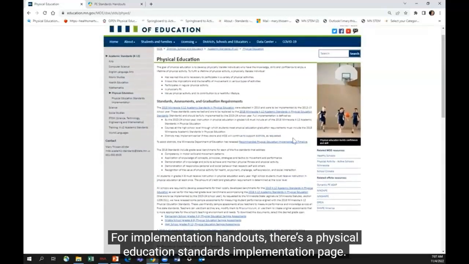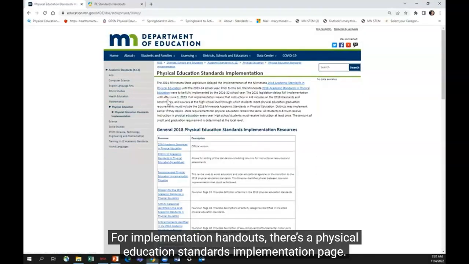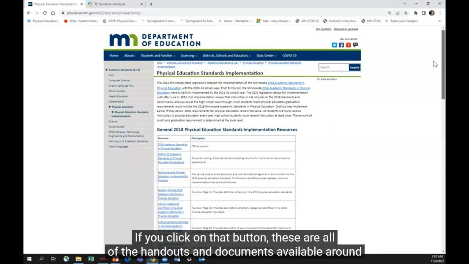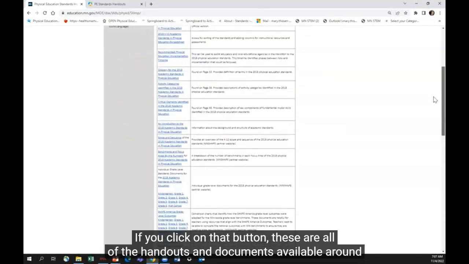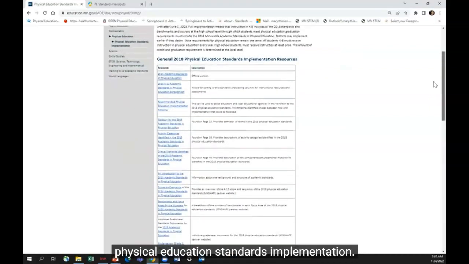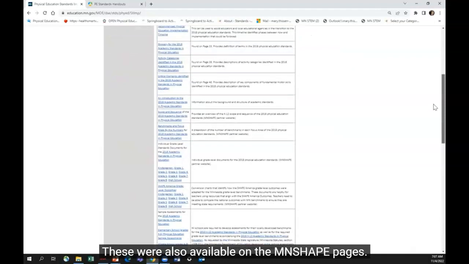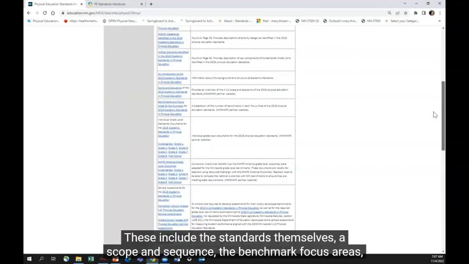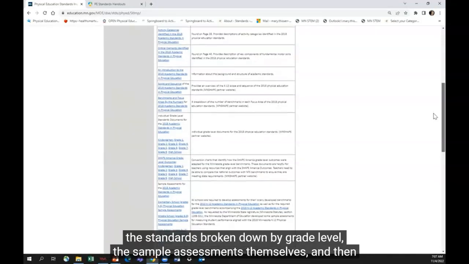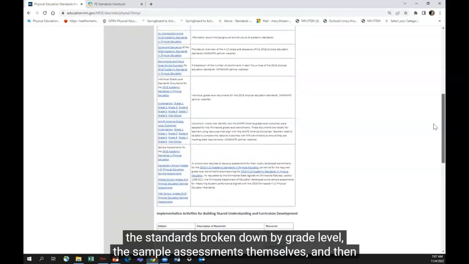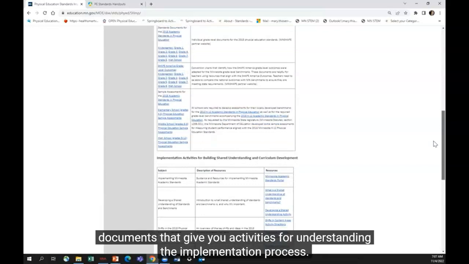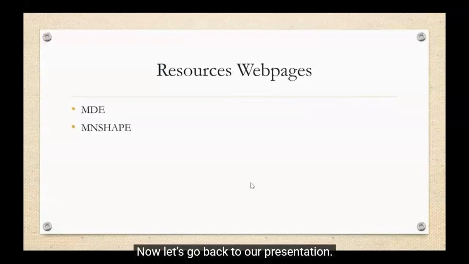For implementation handouts, there's a specific page you can go to that's marked the Physical Education Standards Implementation page. If you click on that button, these are all of the handouts and the documents available around physical education implementation. These were also available on the MnSHAPE pages. These include the standards themselves, a scope and sequence, the benchmark focus areas, the standards broken down by grade level, the sample assessments themselves, and then documents that give you activities for understanding the implementation process. Now let's go back to our presentation.